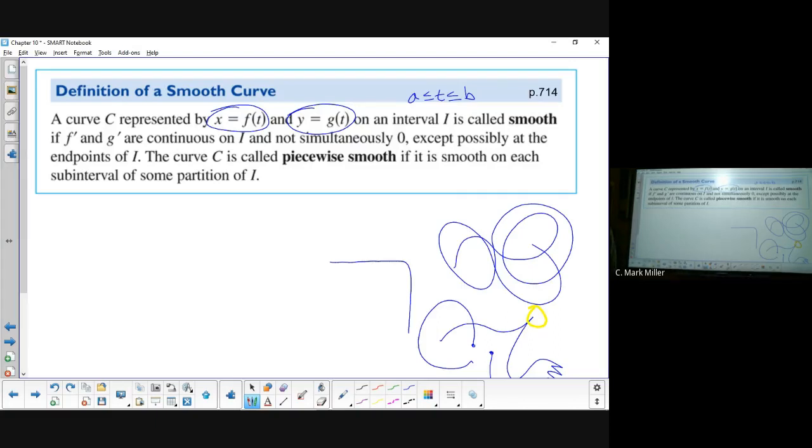except possibly at the endpoints. So we're going to allow it to get away with the endpoints, because endpoints are going to be the no-no points of these intervals. And then we call a curve C piecewise continuous, or piecewise smooth, if it is smooth on a bunch of subintervals.